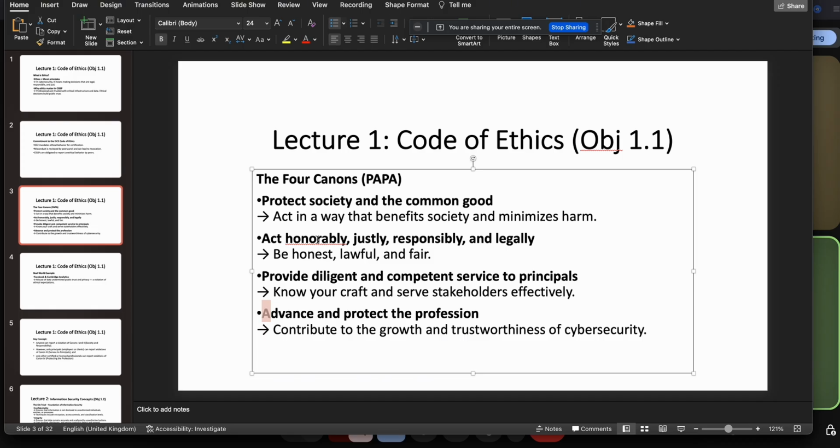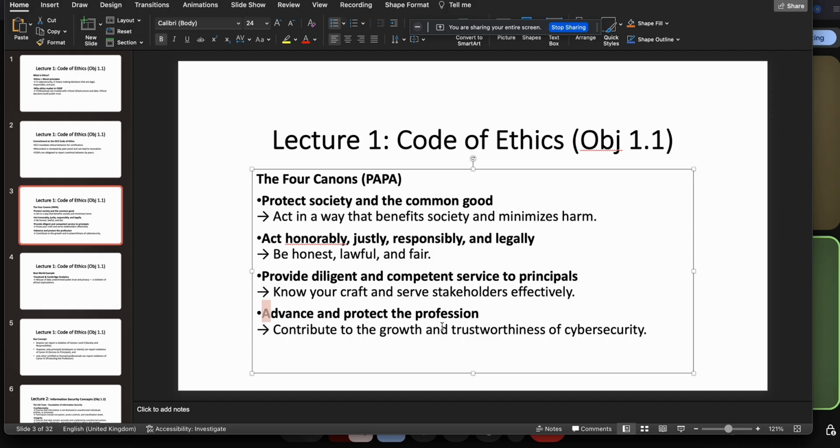Simple thing. Act honorably, justly, responsibly and legally. That means be honest, lawful and fair. Pretty simple and self-explanatory. Third, provide diligent and competent service to principals. That means the company you are working for. For them, you need to provide diligent and competent service. Know your craft, serve stakeholders effectively. For the company you are working for, you need to serve them in a good and ethical way.